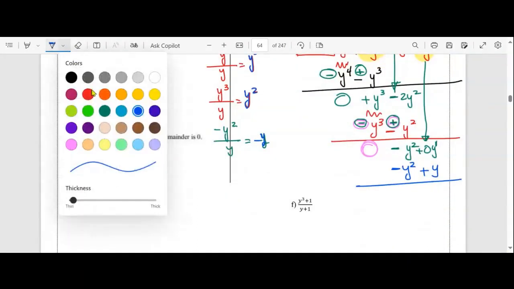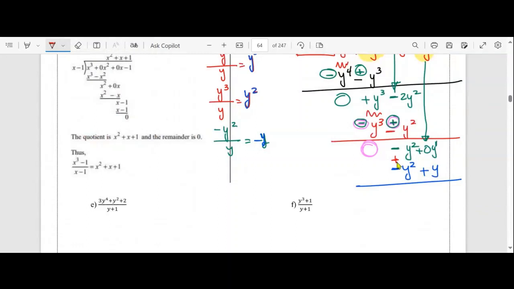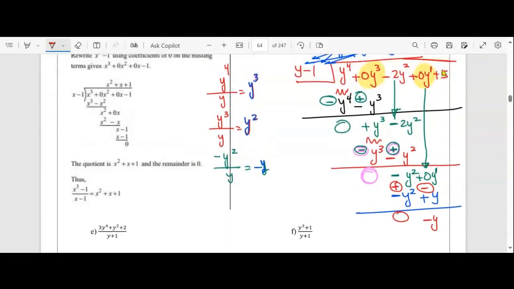And then what should you do? Change the sign, correct? So this cancels, you get 0. What do you get here? Negative y. And then you bring down what? Plus 5. Then we take the negative y, divide by y, what do you get? Negative 1.